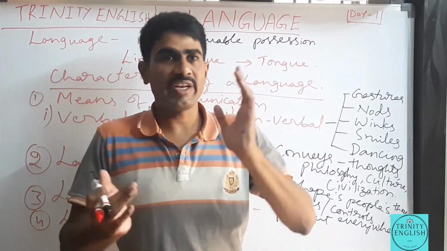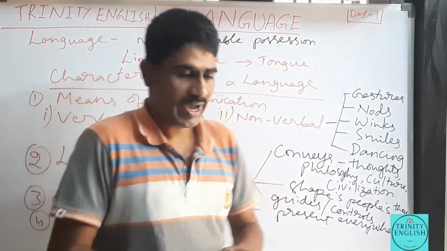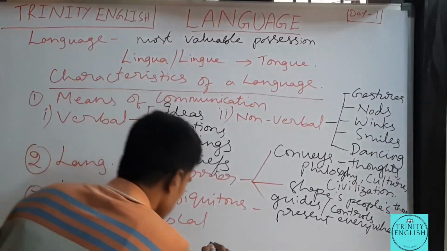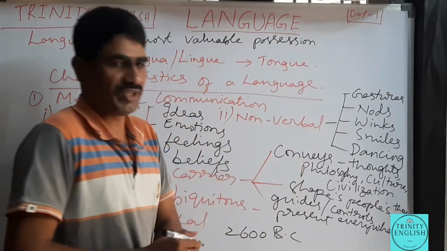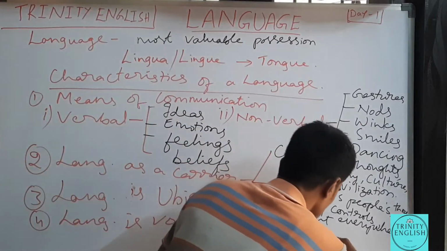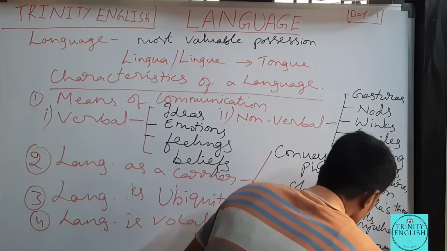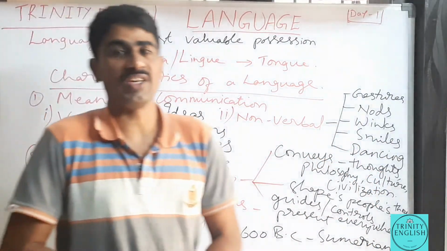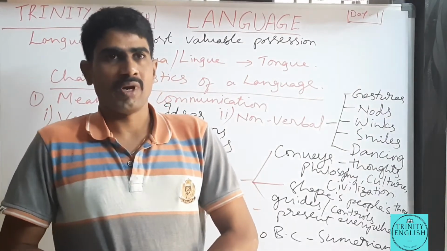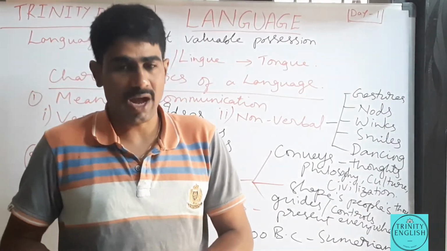But written language, as per the proof, started around 2600 BC, by the Sumerians. The Sumerians belonged to the Mesopotamian civilization. Mesopotamia is in modern Iraq.